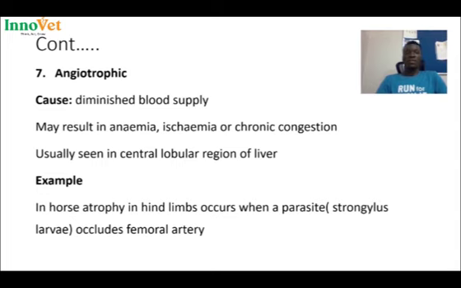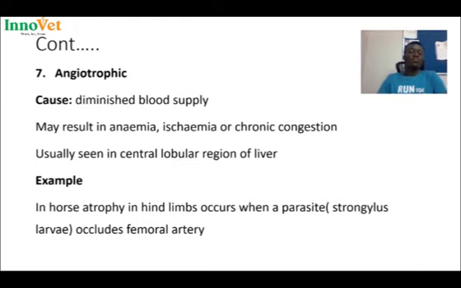Then we have the angiotrophic cause. Angiotrophic is due to diminished blood supply to certain organs within the body. This can result from anemia, ischemia, or chronic congestion. This is usually seen in the central lobular region of the liver. If the central lobular region is not supplied with blood, the cells there, the hepatocytes, will start eating up the cell organelles inside through lysosomes and other things, and obviously that will cause atrophy.